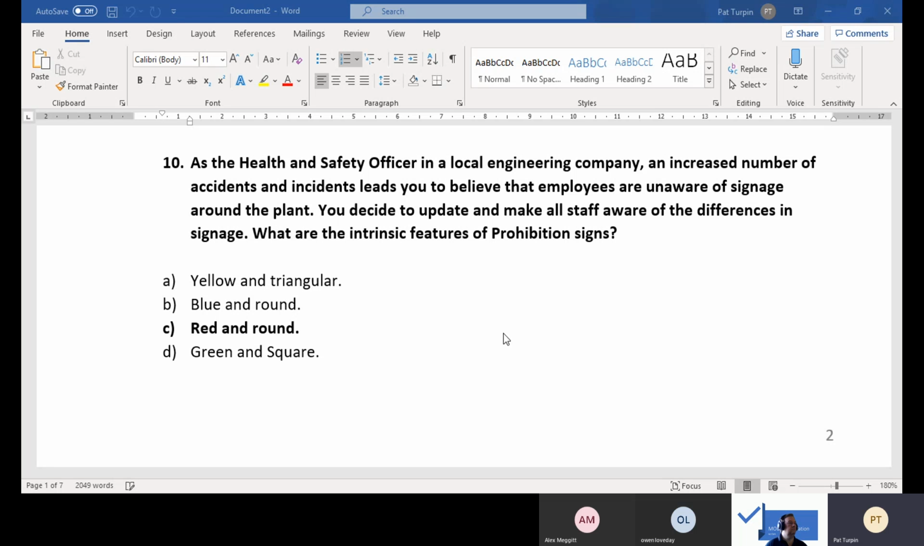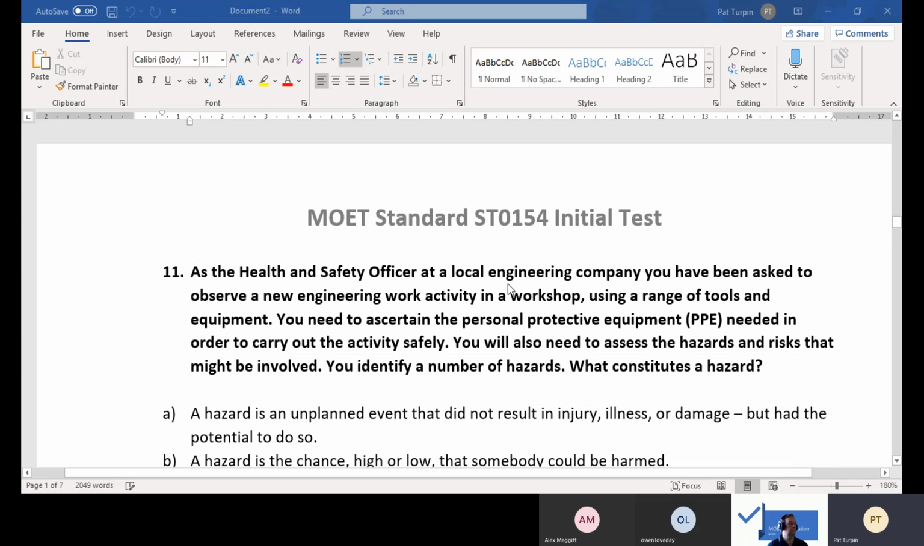And what about green and square? What do the green ones tend to be? Mandatory? They're just like information. In effect, it's information. It's showing you the way. If you think of a fire exit, it's green, isn't it? Running man, it's telling you where to go. It's a health and safety feature, an escape route. So green and square is giving you information that you need in the event of an accident or wherever it may be. Good.